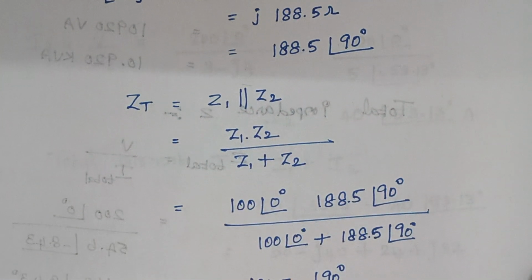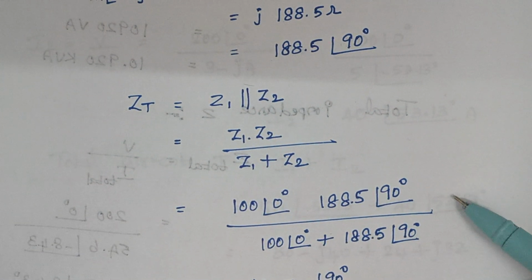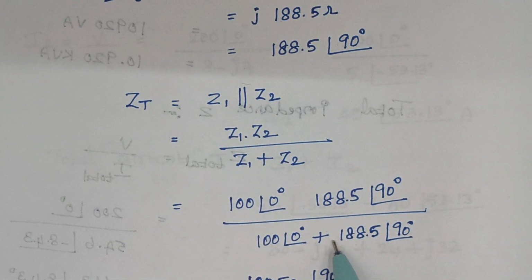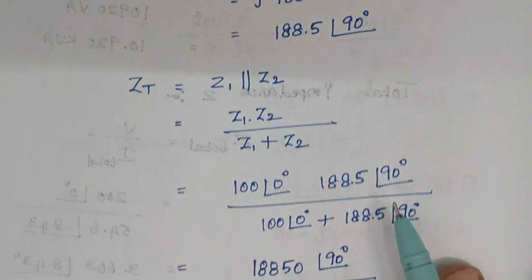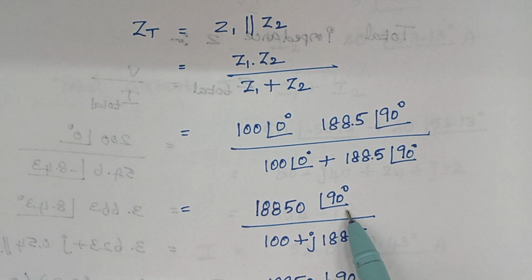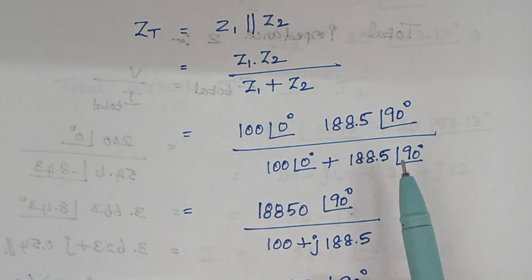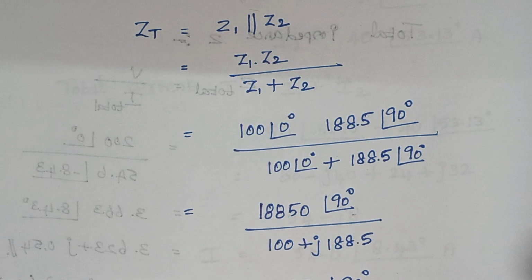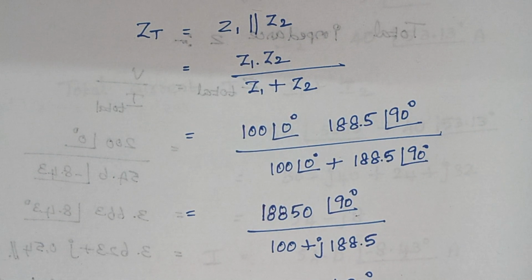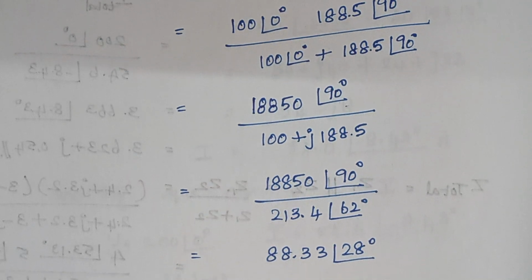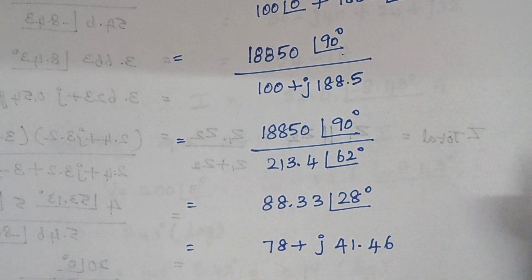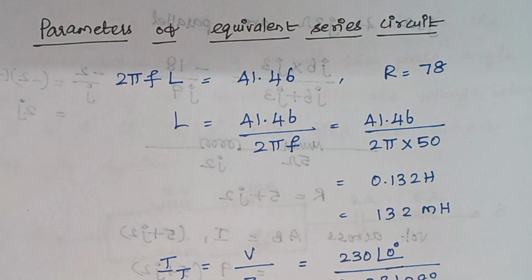So therefore, just substitute the values here. In polar form, we can directly multiply and here comes the answer. We can't add or subtract in polar form, so we are converting this into rectangular coordinates, right? Finally, the value of impedance is given as 78 plus j 41.46.